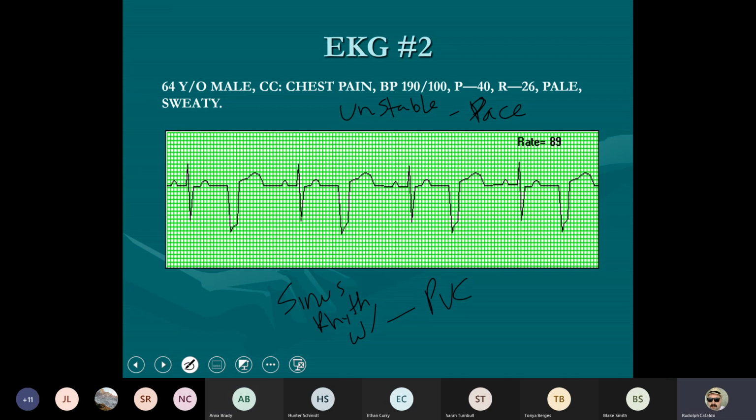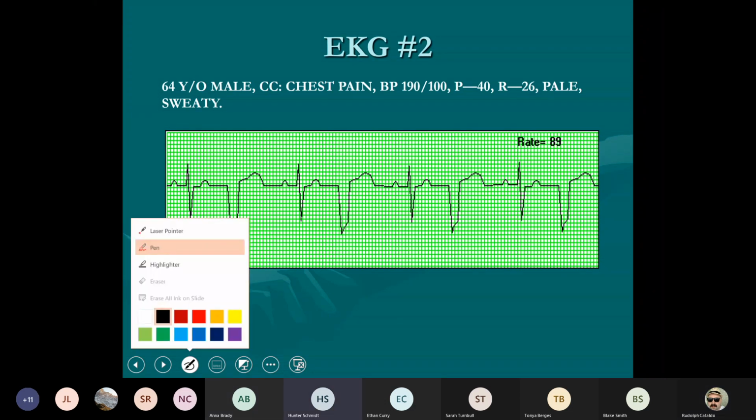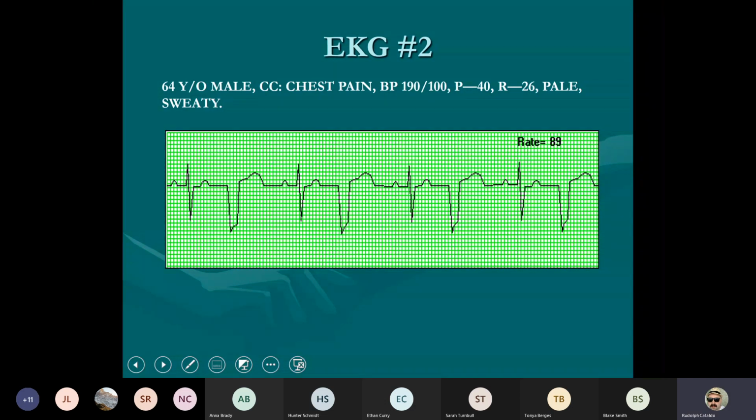Okay, but actually remember it starts where the P wave starts. So I've got 1, 2, 3, 4, 5. I've got 5 small boxes. What does that equal in time? 5 small boxes equals what? 0.2. Yeah. What's a normal PR interval? Yeah, that's normal. Never mind. There you go.